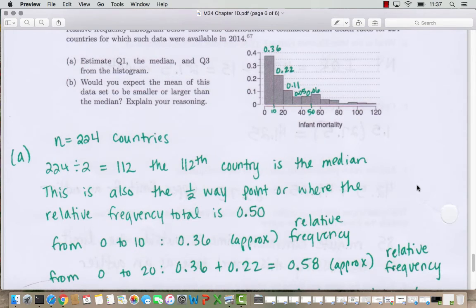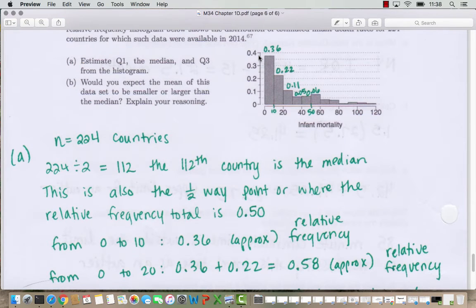So here we've got 224 countries. If we divide it by 2, between the 112th country and the 113th country is the median. It's also going to be the halfway point, where the relative frequency total is going to be 0.50. So we can try to figure out where that halfway point is. If we look from 0 to 10, that's 0.36.